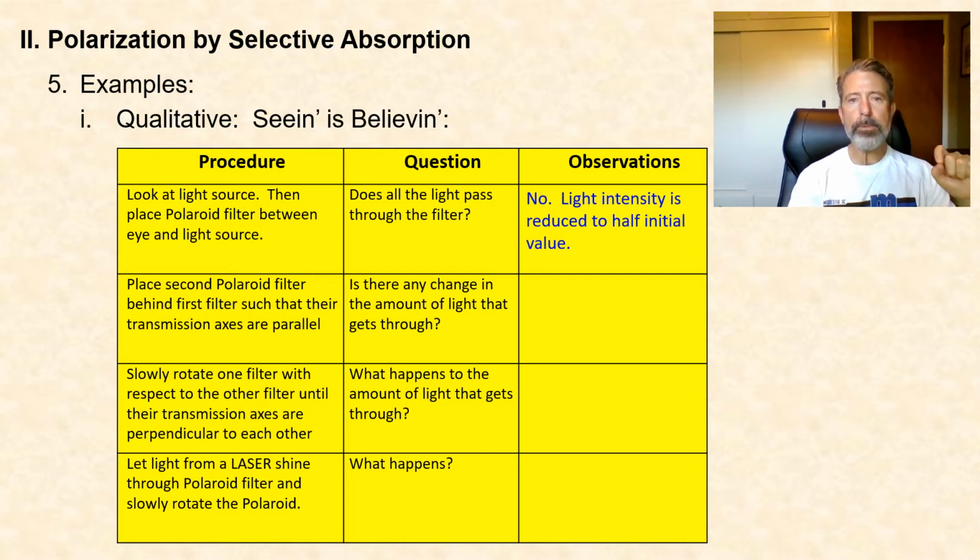So what do you predict will now happen in our second demonstration when a second Polaroid filter is placed behind the first Polaroid filter with their transmission axes aligned? Should there be a change in light intensity as a result of the second filter? What do you predict? Let's find out.